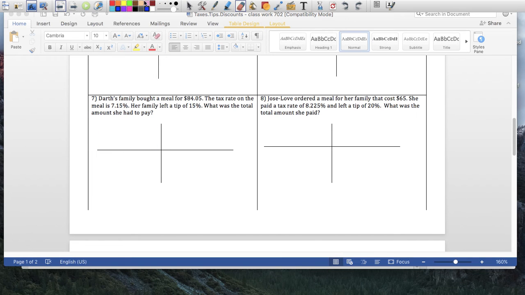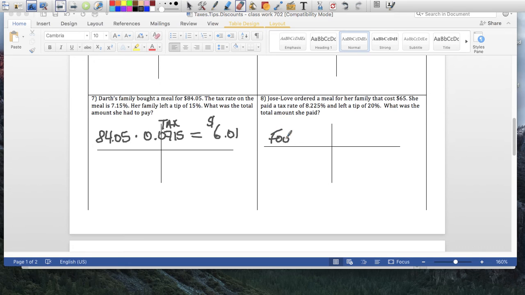So excuse me for a second. Let's figure out what each is separately. $84.05 times 0.0715, which is the tax rate, right? If I multiply 84.05 times 0.0715, it means that the tax is going to be $6.01, rounded.